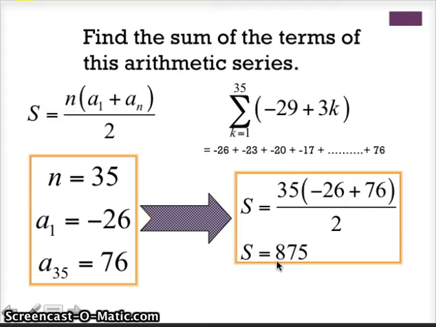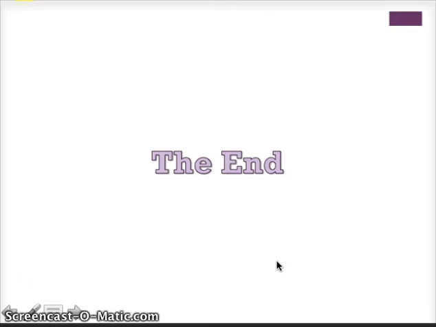All right, so class, you need to make sure that you have those two formulas written down, as well as the examples of how to use them for tomorrow in class. Great job.